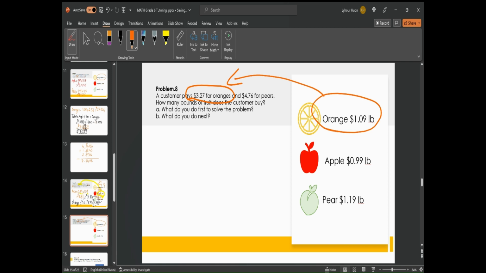Okay, maybe a simple calculation here. For example, orange costs $1 per pound, and you spend $3 for the orange. How much weight do you receive?